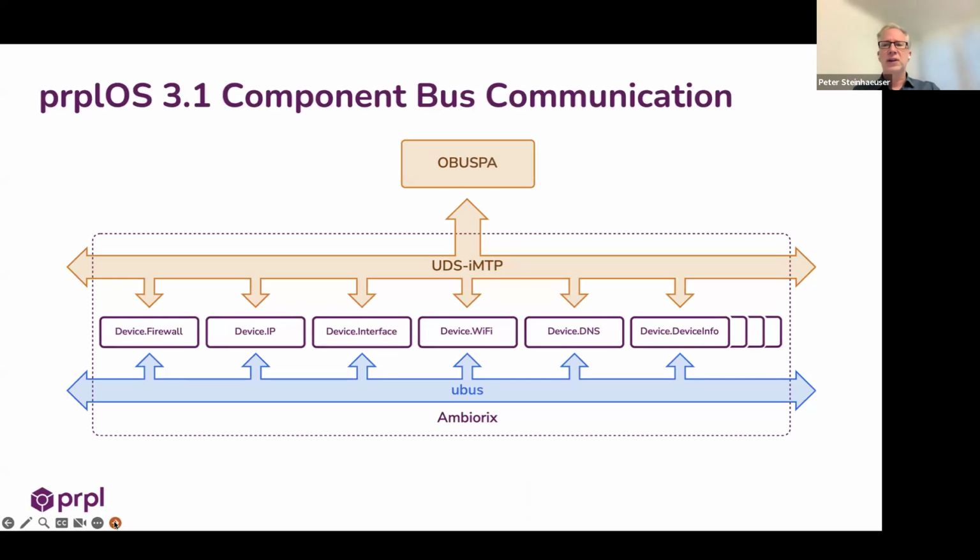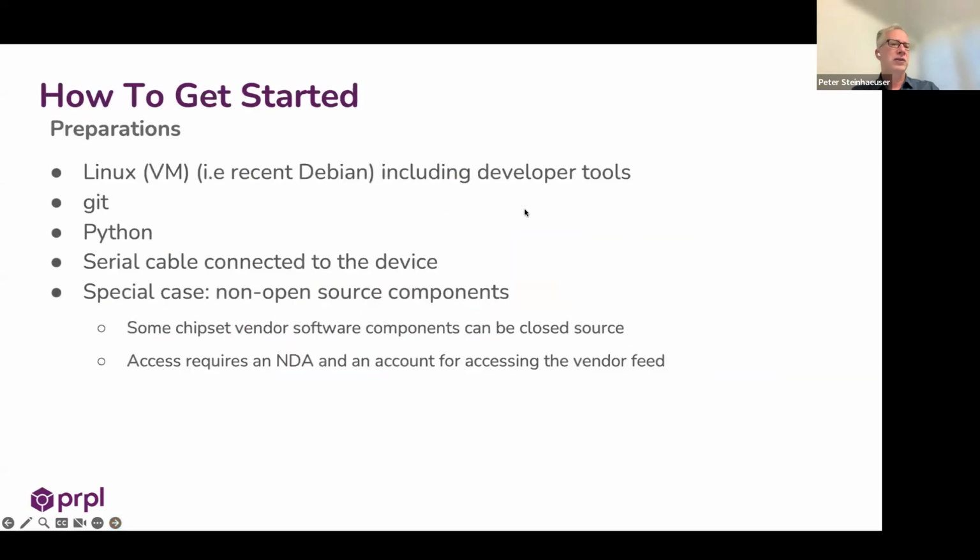And now let's just give you a quick overview if you want to get started with prplOS, if you want to try it out. It's very simple. The best way is if you have a Linux VM, for instance, with a recent Debian installation on it. You need a few developer tools, but those are usually included. You need Git, you need Python, a compiler, of course, and a serial cable, which you connect to the device. Ideally, you have one of the reference platforms available, which is not so simple, but we have clear procedures for how you can obtain them. It makes things easier.